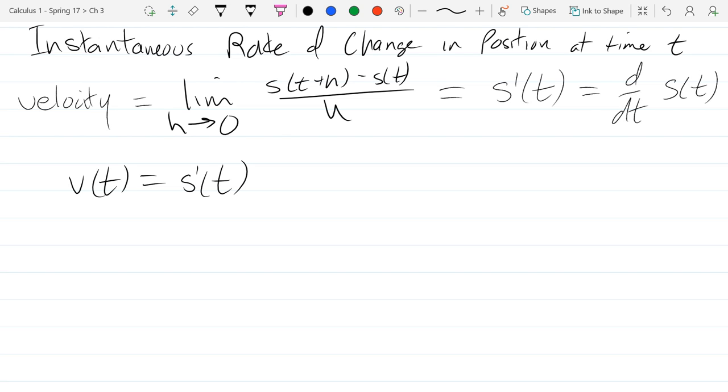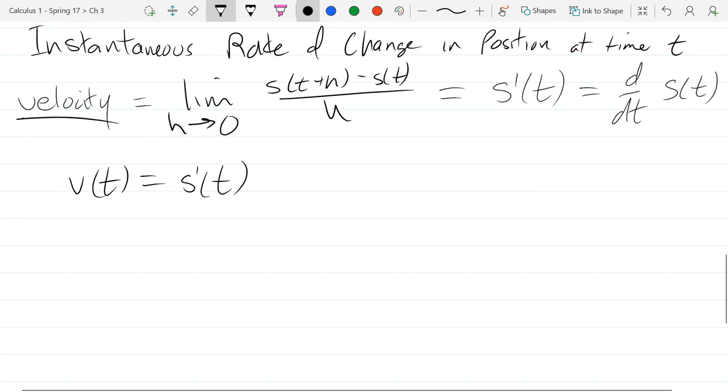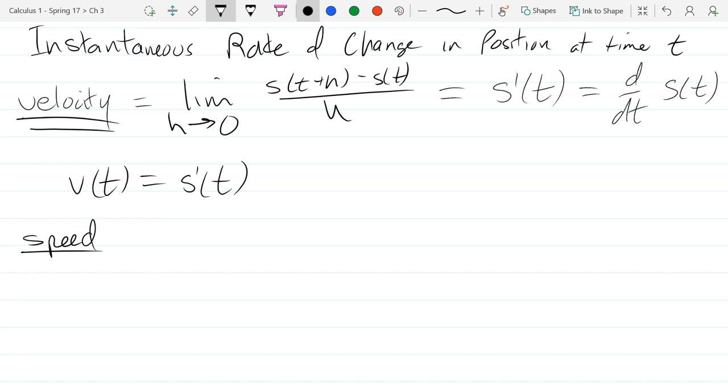And next up, speed. So this is our velocity. Speed. Speed is very closely related to velocity. Now it's tempting to use the S of t for speed, but obviously we've already occupied the letter S. So that's not going to, we can't reuse it. So speed is the absolute value of your velocity.